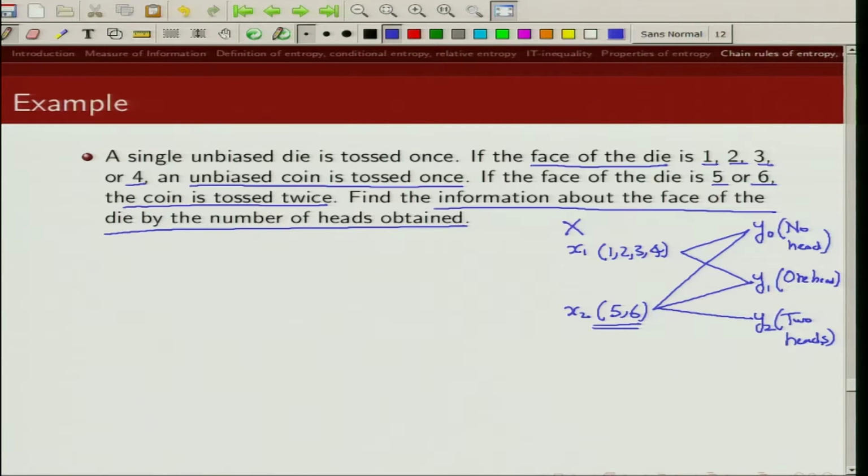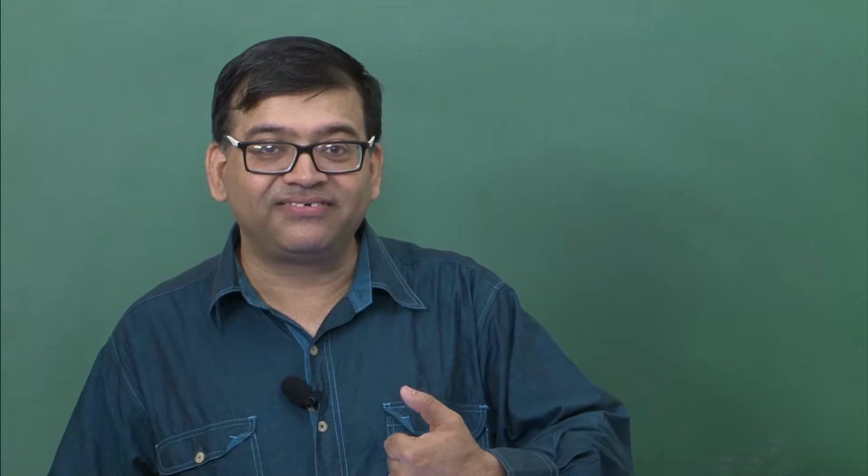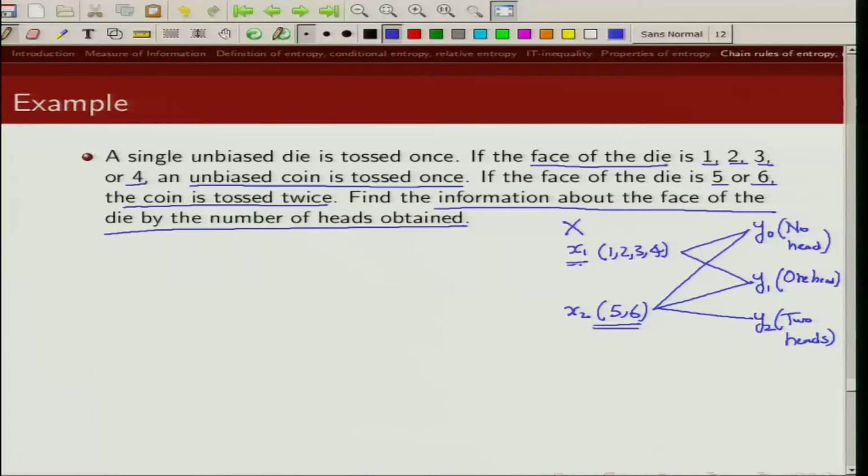Okay. Now since this dice is a fair dice and this coin is also a fair coin, x1 will happen with probability 2 by 3 and x2 will happen with probability 1 by 3. So given that I get x1, the probability of getting y0, which is no head, is half, because my coin is a fair coin, and the probability of getting one head is also half.